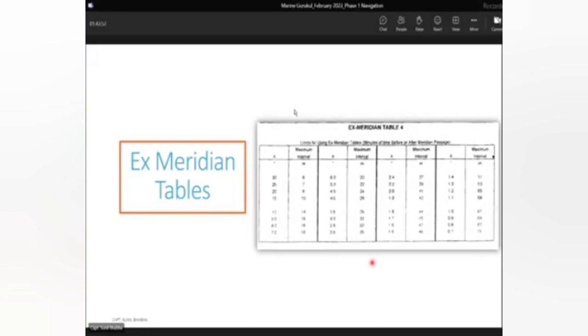So what is the maximum limit, sir, for X meridian? Just have a look at the table and tell me which is the maximum value. 71 minutes. Exactly, beta. That is the maximum limit, 71 minutes for X meridian.